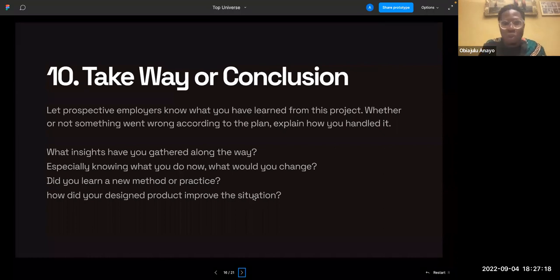So another thing that you should include in your case study, which is a very good practice, is the takeaway or conclusions. Let prospective employers or recruiters know what you have learned from the project. Whether it went according to plan, or there was a bad process in the case study, you did something that they didn't like, or something didn't go according to plan, or maybe you were supposed to interview 40 people and at the end of the day, you ended up interviewing 20 people. Tell us, right? What insights have you gathered along the way of the case study?